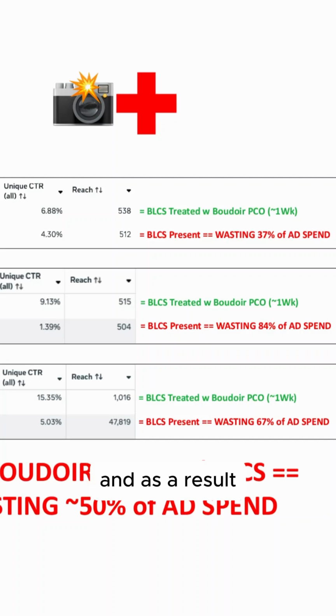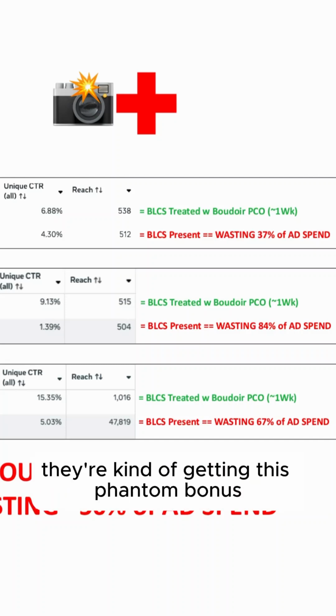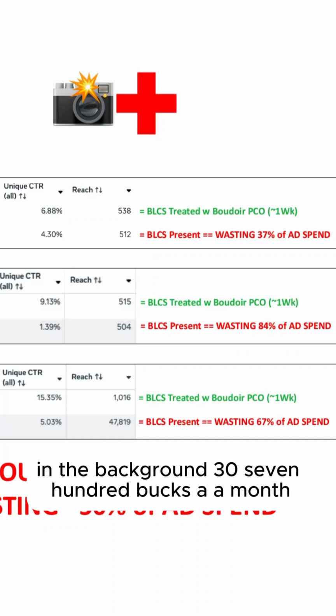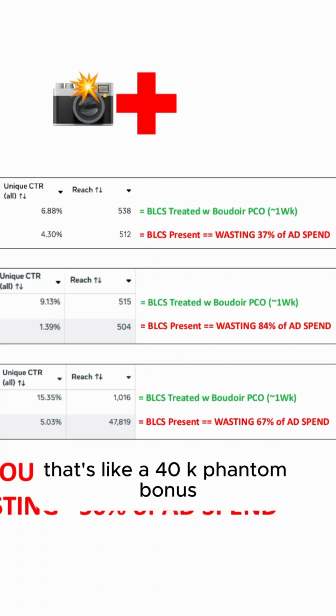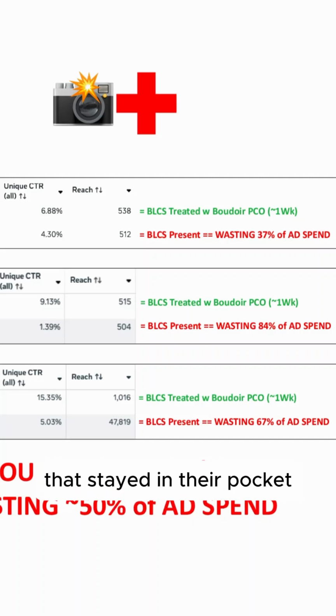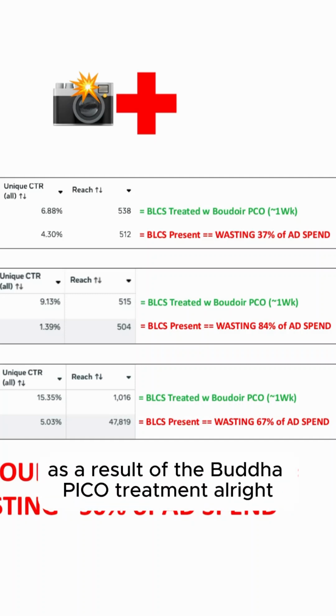And as a result, as long as they keep advertising, they're getting this phantom bonus in the background, $3,700 every single month. At the end of the year, that's like a 40K phantom bonus that stayed in their pocket, that they didn't have to spend out of pocket as a result of the Boudoir Pico treatment.